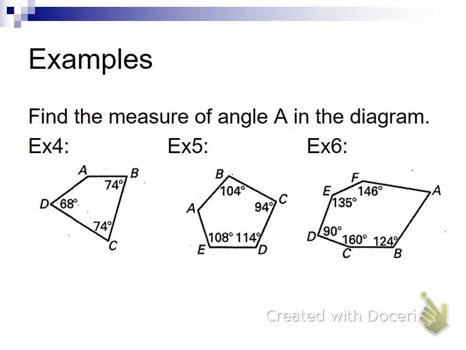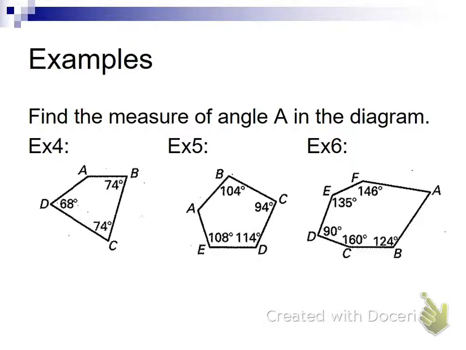So on the next set of examples, we make it just a little bit more interesting. We're trying to find the measure of angle A. Now, example 4, you should already be able to do. What kind of polygon is it? A quadrilateral. And you should know, without even using the formula, that a quadrilateral, all the angles inside add up to 360. So you don't necessarily have to use the formula there to find the sum.